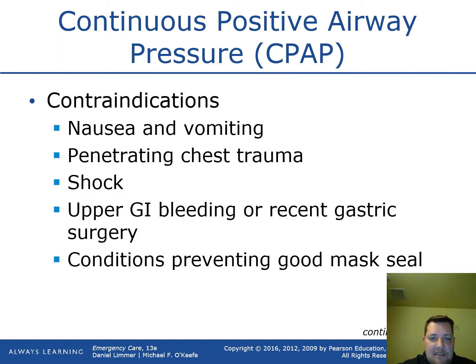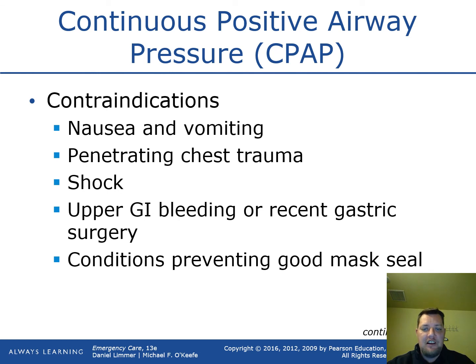Nausea and vomiting. Obviously, if the patient is nauseated and vomiting, then we don't want to put CPAP on them, because CPAP is that mask that fits right over the face. You have to create that seal in order for CPAP to work. If they're vomiting, you're going to have to take off that CPAP all the time, and it's just not going to work. Penetrating chest trauma. We don't want to force air into the lung space, causing further damage, because they have some type of penetrating chest trauma and they have that hole.